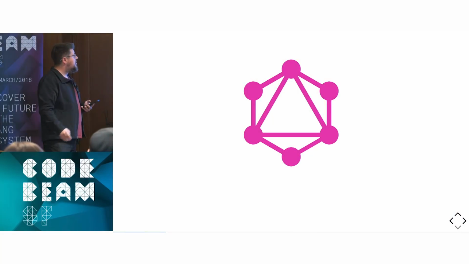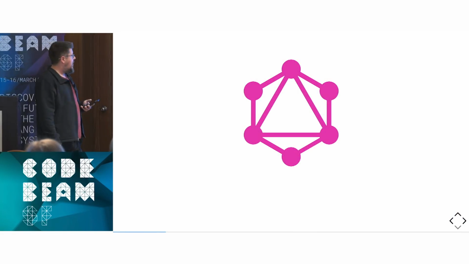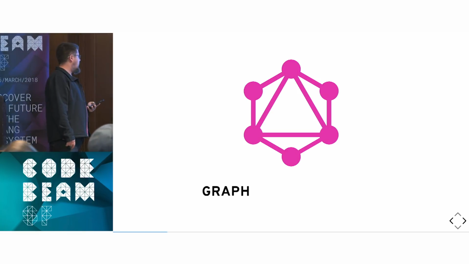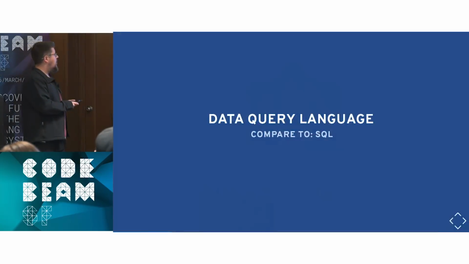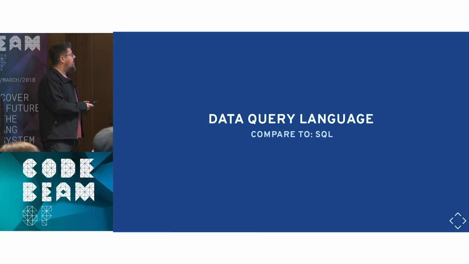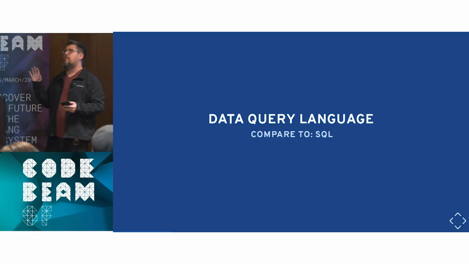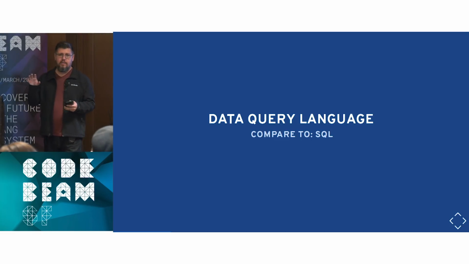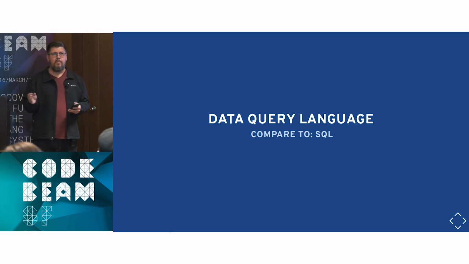Okay, so some basics about GraphQL. I already told you that GraphQL came out of Facebook. It's really simple. What it actually is, it's a graph query language. And it's also kind of a data query language. So a lot of people, whenever they think about GraphQL, they think of it as an API. It's an HTTP API, and it replaces REST.